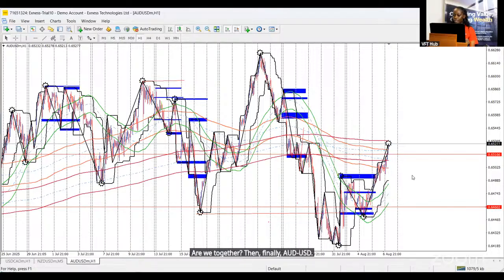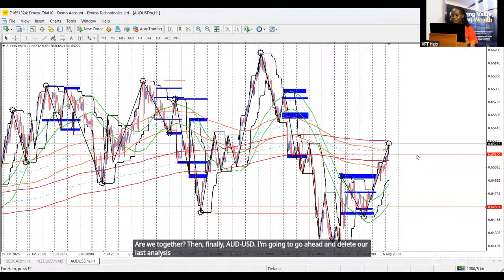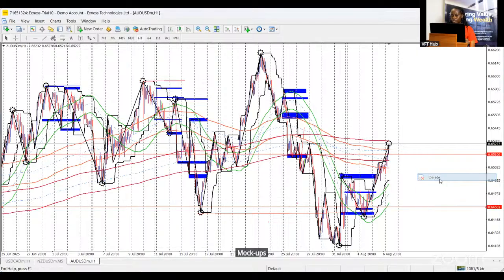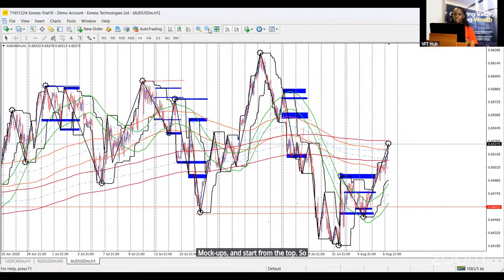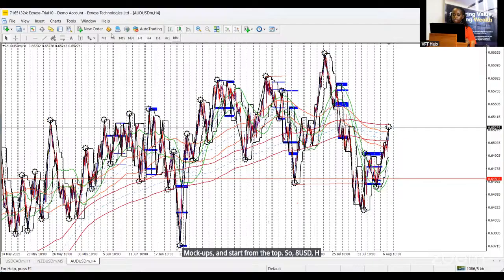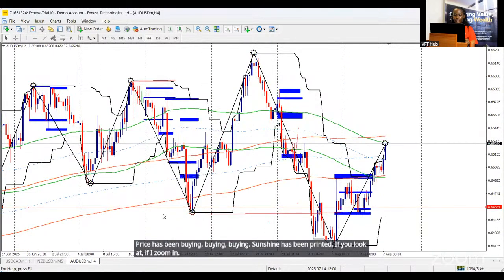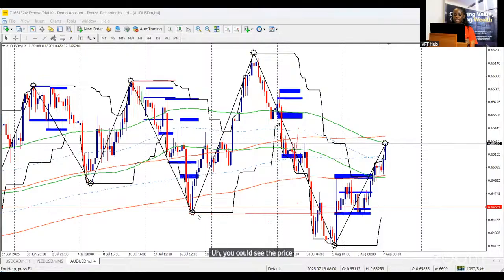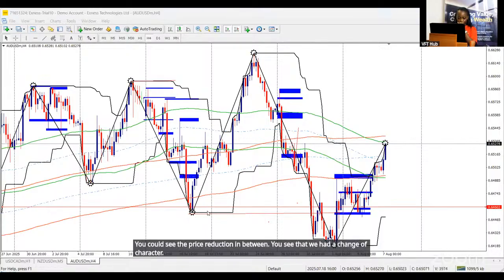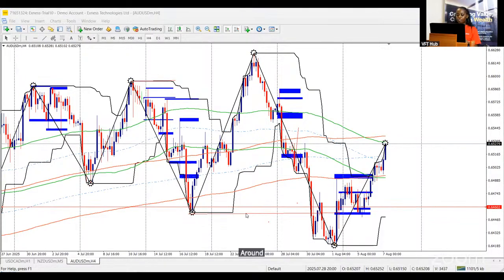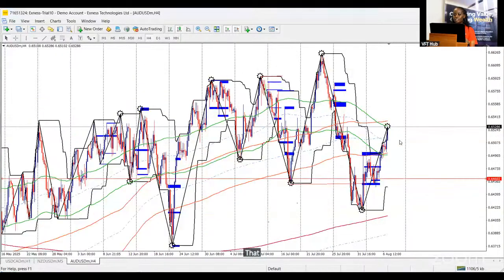I'm going to go ahead and delete our last analysis markups and start from the top. So AUD/USD H4 time frame. Price has been buying. Sunshine has been printed. If I zoom in, you could see the price action in between. You see that we had a change of character around this zone where price broke through this level to the downside. So is it possible that this could be the second leg that will push AUD/USD even lower?